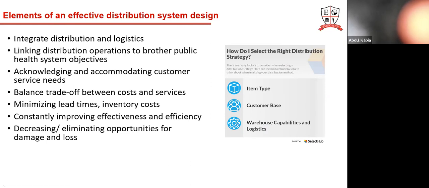So these are some of the basic elements of an effective distribution system design. When you're designing a distribution system, there are certain things you need to take into consideration. You should take into consideration the integrated distribution and the logistics part of it, and linking distribution operations to broader public health system objectives. For example, you cannot say you distribute by convenience. You should look at the broader public health picture.